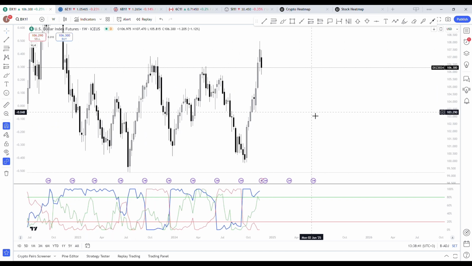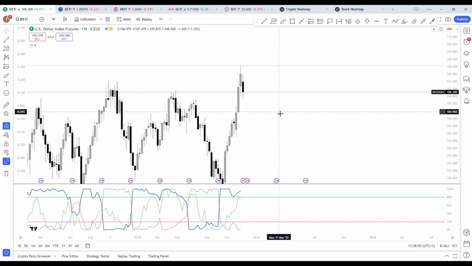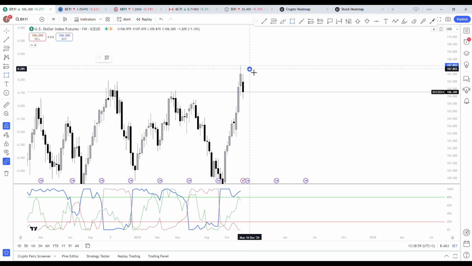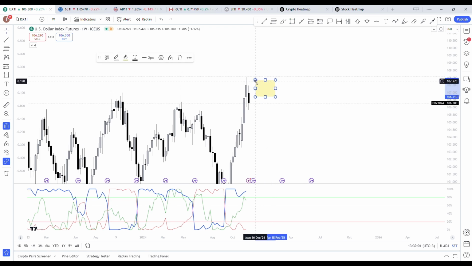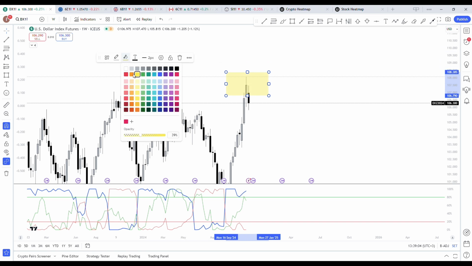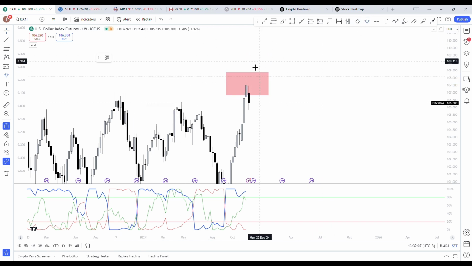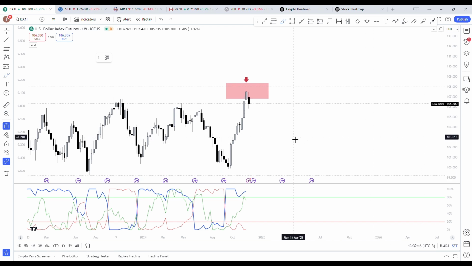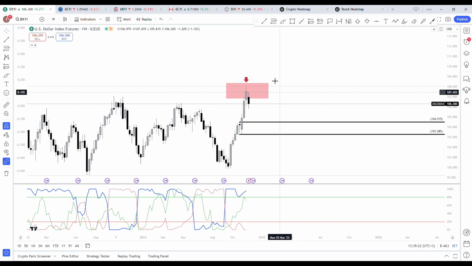If you look at the COT reports on the weekly chart, we can clearly see the speculators, large banks, are selling and the retailers are buying. So we can clearly see downward moves coming in the US dollar index. This is a selling area for the US dollar index. And my prediction is it will go to this demand.